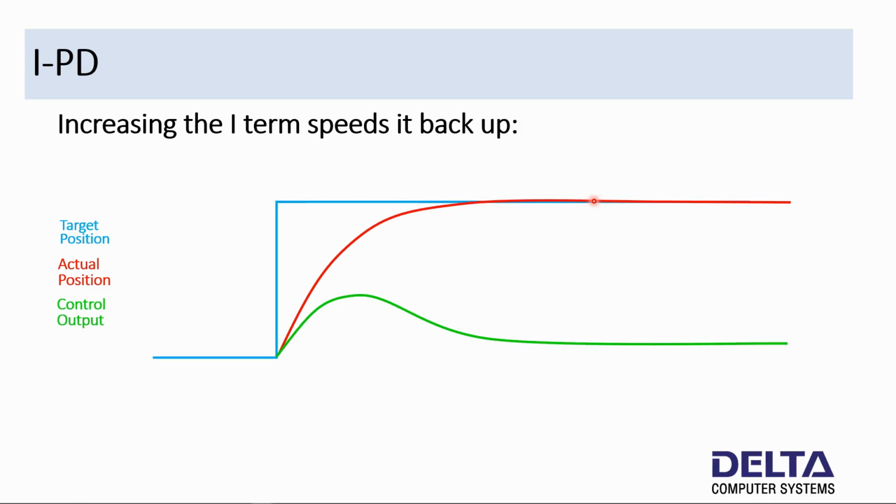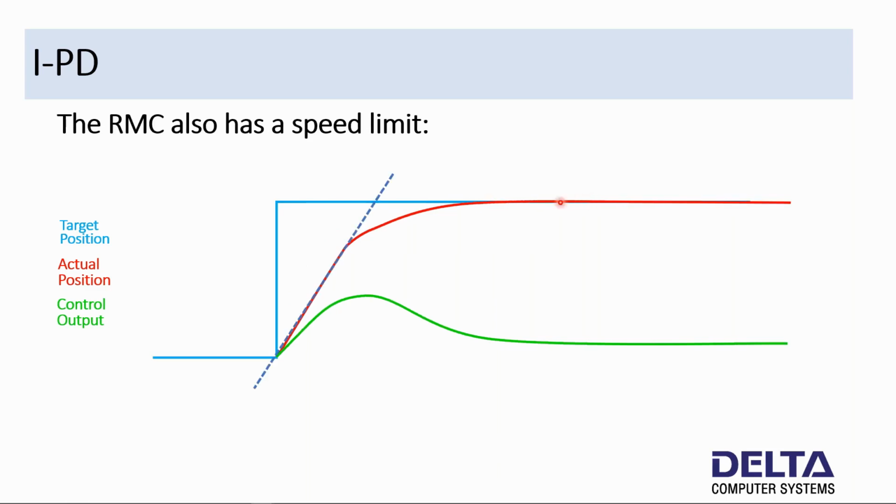In addition to this, the RMC adds a speed limit so that if you do increase the integral gain so that you have a really sharp rise here, we do have a speed limit that works on the algorithm to limit your rate of rise so you don't get a really fast jerk out of the motion.